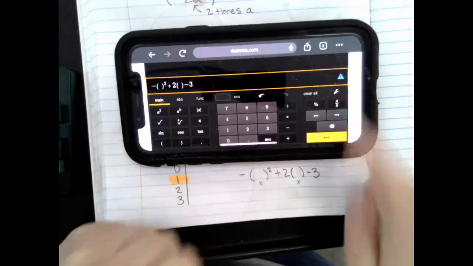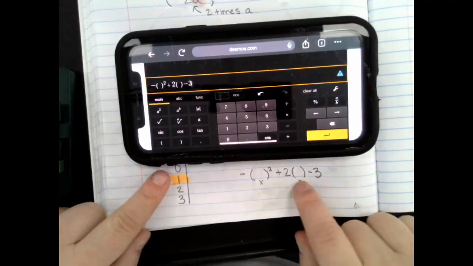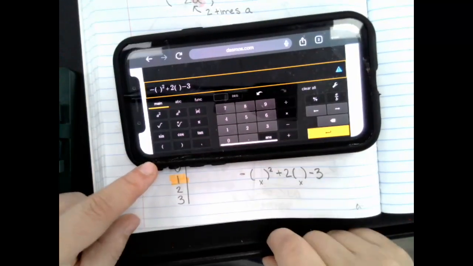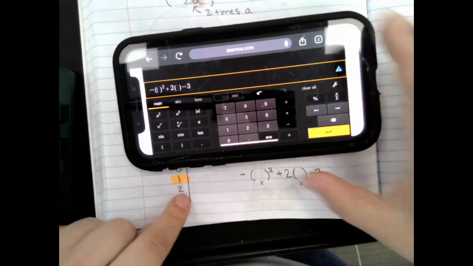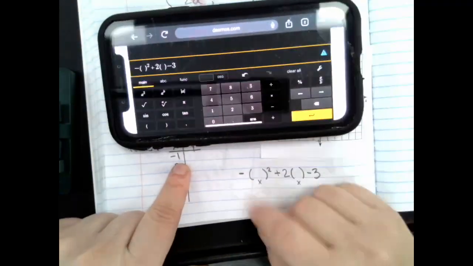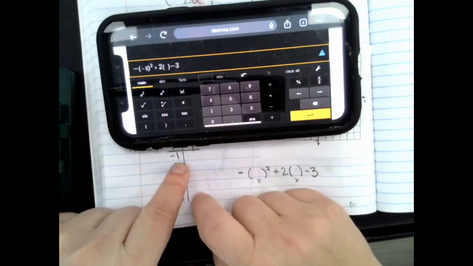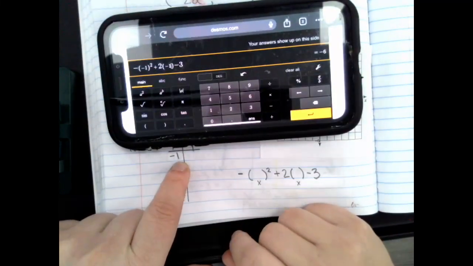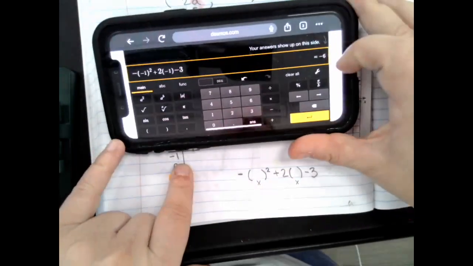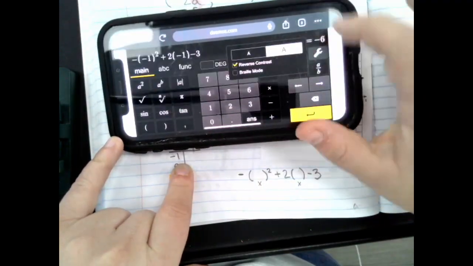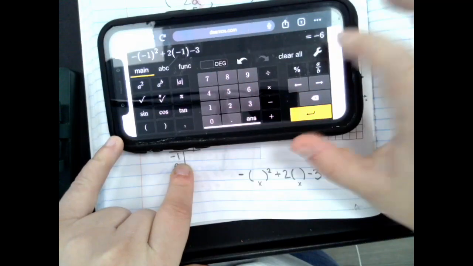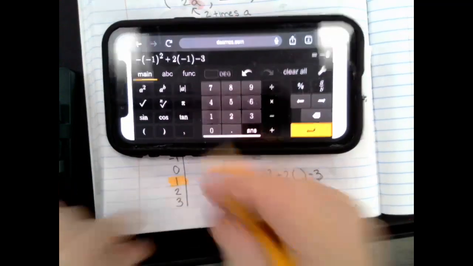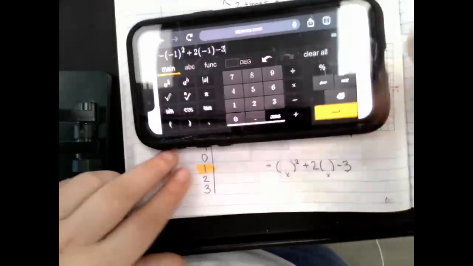But now it doesn't tell me an answer because I do need to put a number in for the x. What's really nice is I can just click into those parentheses and put in a number. So what is the number for our first x? Negative 1. So I'm going to put negative 1 here, and I have to put a negative 1 in the second spot there. And my answer is negative 6. So when I put in negative 1, we get out negative 6.